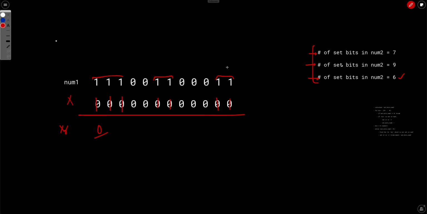Why leftmost one? Because this is binary representation, right? So this will contribute 2 to the power of 0 to the answer. This will contribute 2 to the power 1 to the answer. This will contribute 2 to the power 2 to the answer, and so on and so forth, right? So this bit will be contributing the most to the answer. So that's where you would want this bit to go away as soon as possible. So you will start from the left and keep on setting the bits in x until you exhaust this number. Okay, and that would be the minimum possible XOR that you can get.